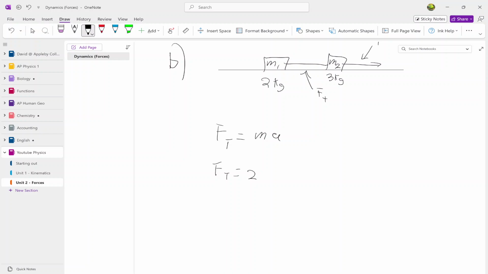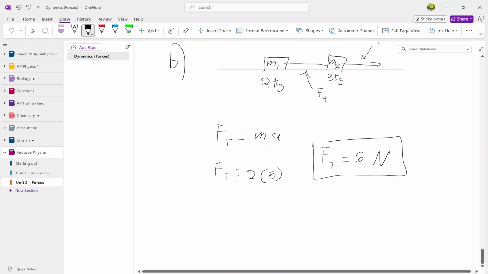The acceleration of a system will be the same unless acted upon by another net force. That is Newton's first law. So you insert it there, and you equal it 2 times 3, 6. So the force of the string, the tension force between the boxes, is a total of 6 newtons.